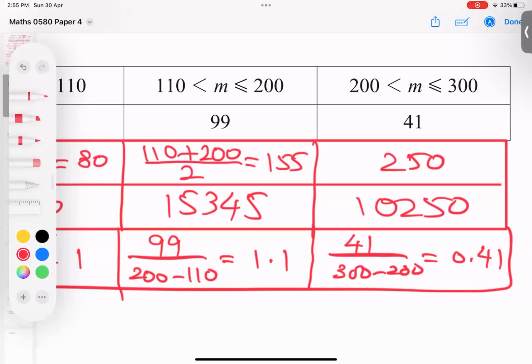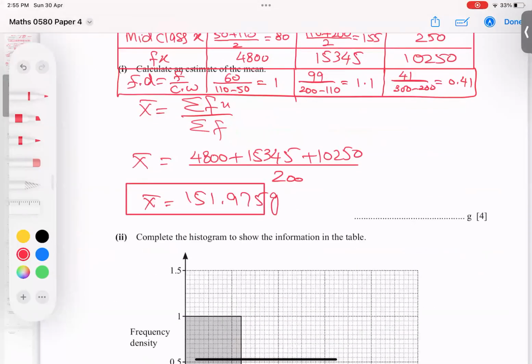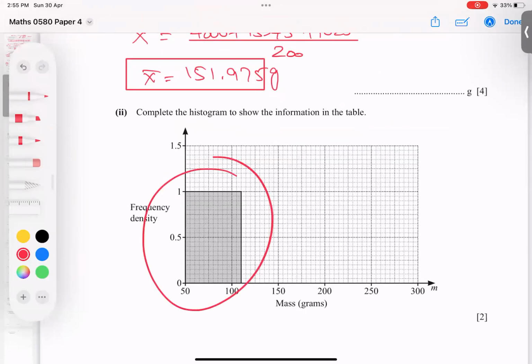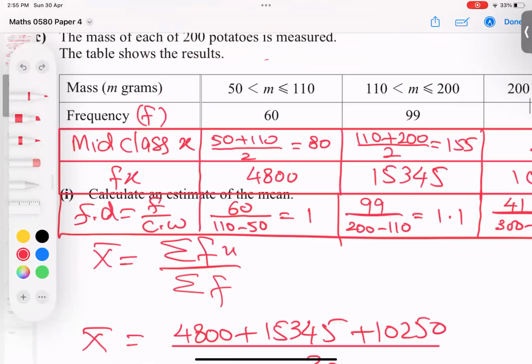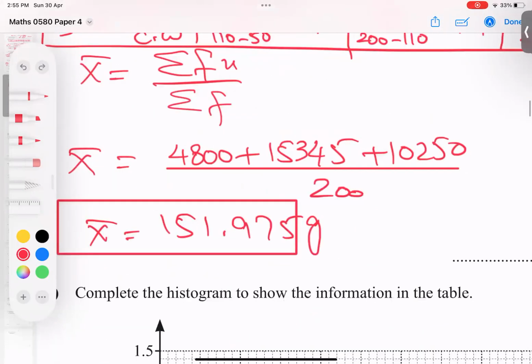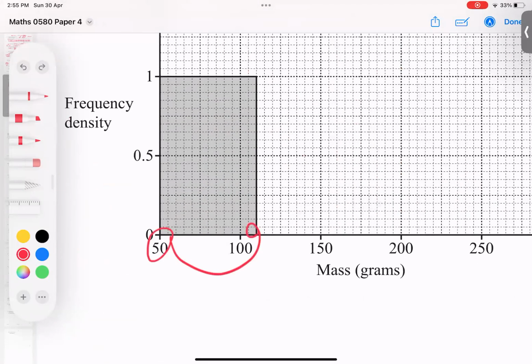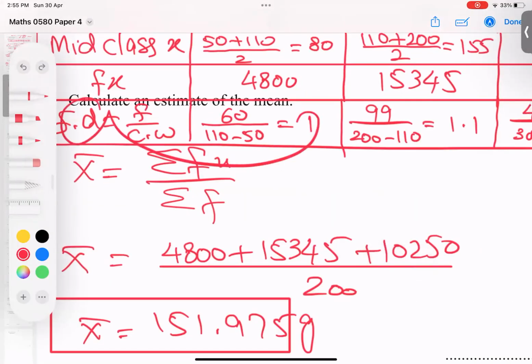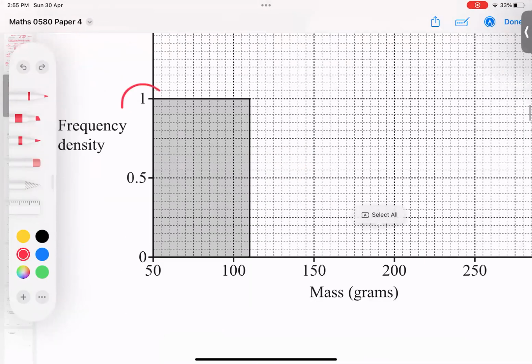Now, students, I'm going to make a histogram. What is the basic criteria of a histogram? Luckily, one diagram is done, but I will show you again. 50 to 60, starting at 50, ending at 110. Look here, starting 50, ending 110. The height is the frequency. Height is 1.